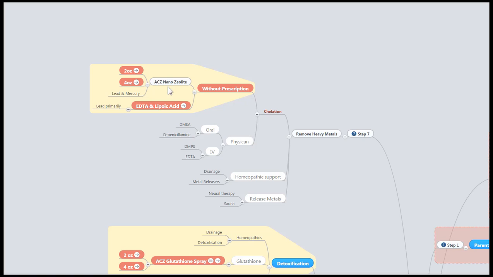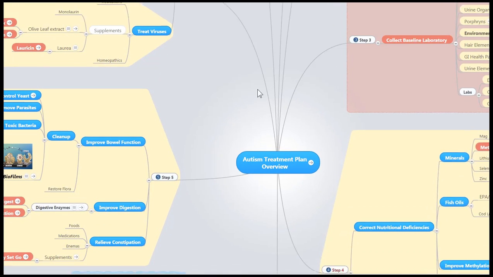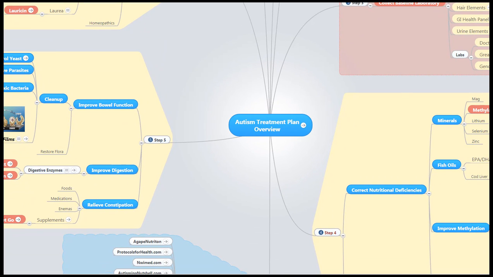This nanozeolite means they're broken down into small particles, so they'll get into little nooks and crannies of the body. There's just 2 ounces and 4 ounces, and this is EDTA and lipoic acid. EDTA is really good for lead, and lipoic acid is a very strong antioxidant and especially works well in the liver, and this combination is dynamite. This just goes on the skin. It's going to work on lead mostly, and you'll probably find that mercury, in my experience, is a problem, but lead is the predominant problem.